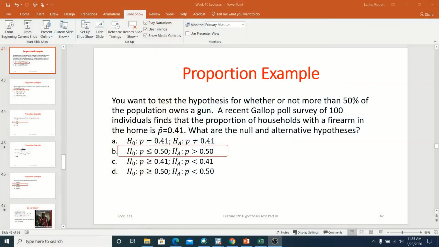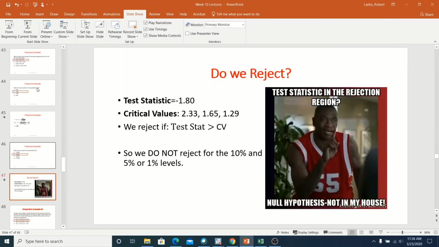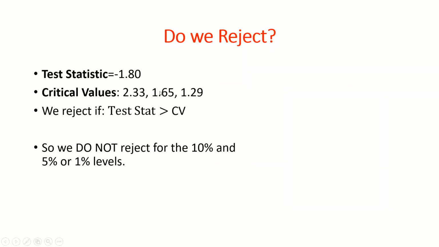So that's how we would work through an example with proportions. Here's a nice summary slide. We fail to reject at every single level, whether or not we use the p-value or the critical value approach. It doesn't matter there. Okay?